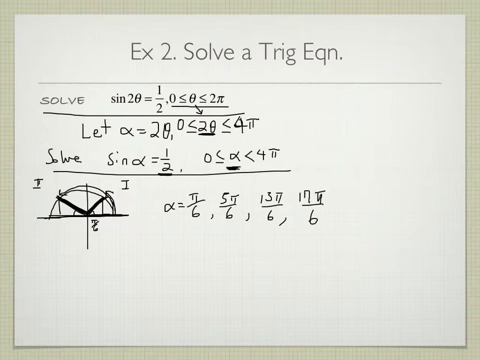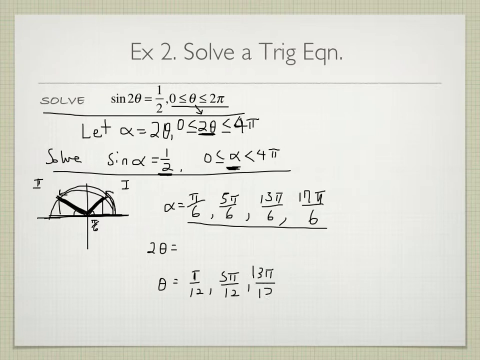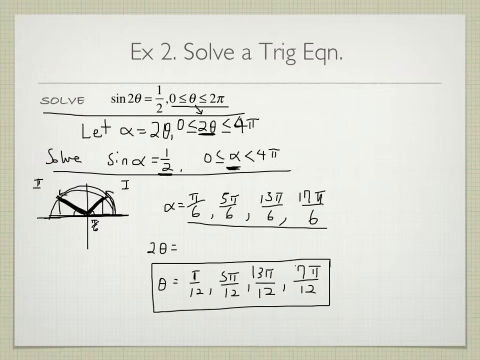Now these are my angles if we're talking about alpha. But we said alpha is 2 theta, so what do I need to do to get this in terms of theta? To change it, we divide all of these values by 2, and we get pi over 12, 5 pi over 12, 13 pi over 12, and 17 pi over 12. That's my solution set. Those are the angles of theta between 0 and 2 pi that will make this true.